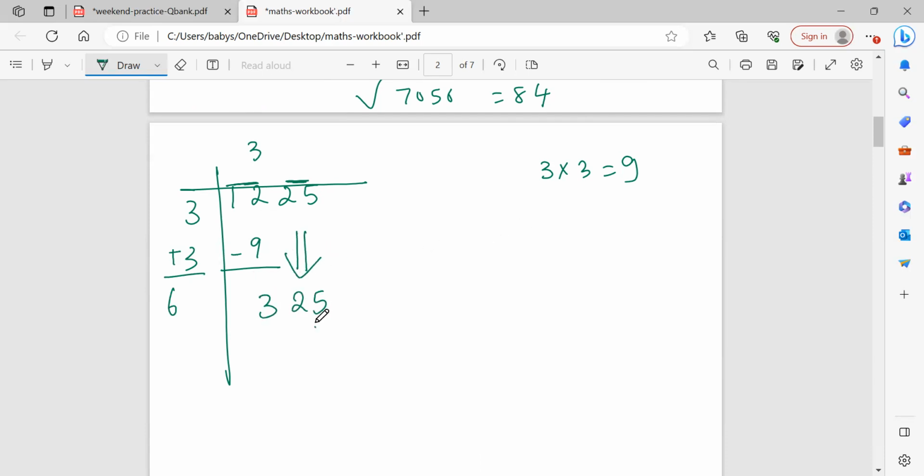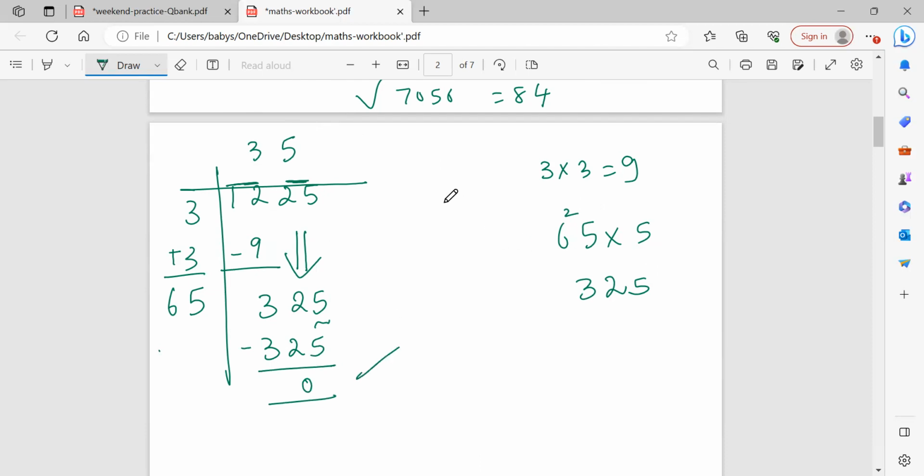Now it's ending in 5, so one possibility is putting a 5. Well, let's check. 65 into 5. What is 65 into 5? 5 5s are 25. 6 5s are 30, 31, 32. So it is 325. When I perform subtraction, I get 0, so you don't have to go further. So 35 squared is 1225.